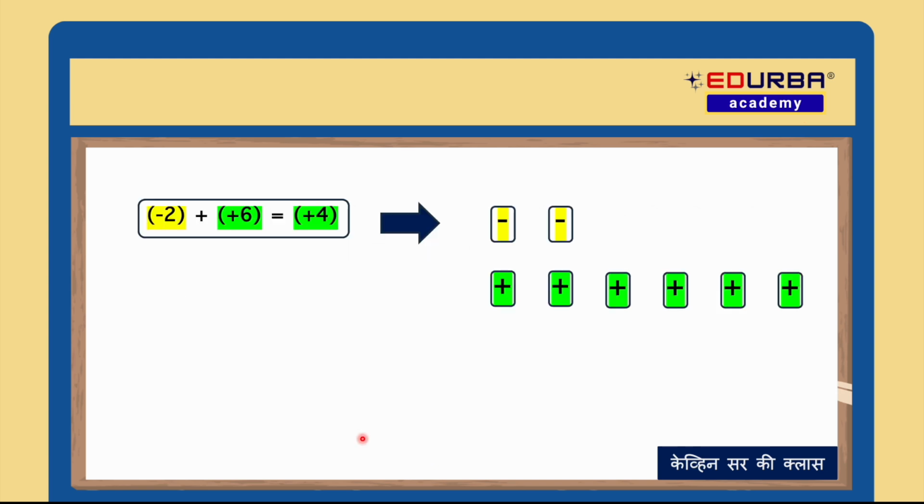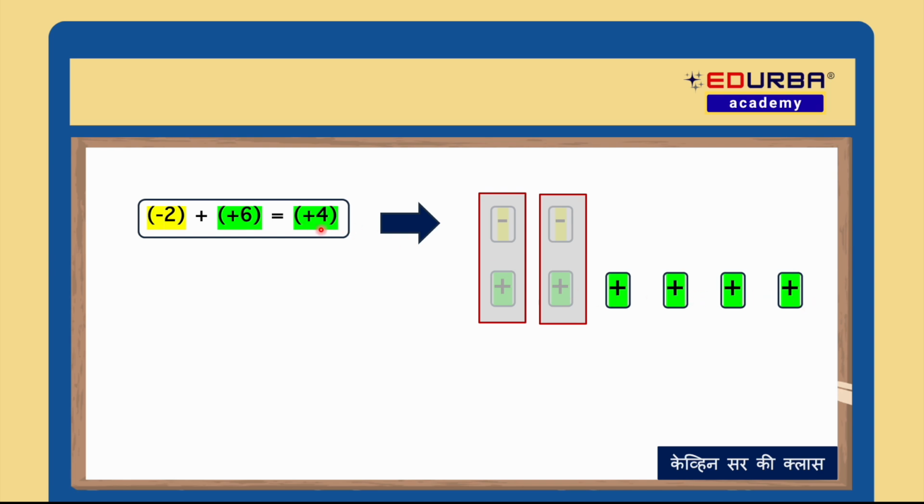You can show that with the sign boxes also. We have 2 minuses and 6 plus. Now you know that 1 minus and 1 plus cancel each other. So how many positive boxes remain? 1, 2, 3 and 4, and that is what our answer is.